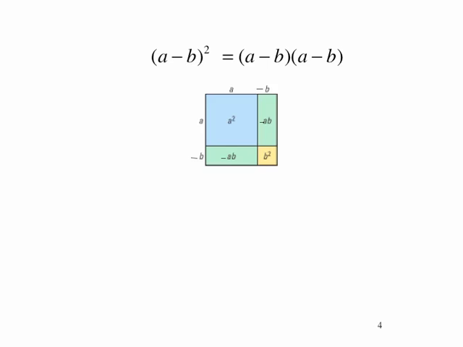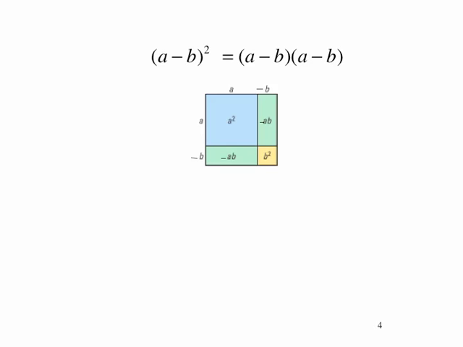We have the blue square that has an area of a squared. We have the yellow square that has an area of b squared. Notice that it's positive b squared because negative b times negative b is positive b squared. And then the two green rectangles each have an area of negative a times b, because in both cases we're taking positive a and multiplying it by negative b. So the result is negative a times b.